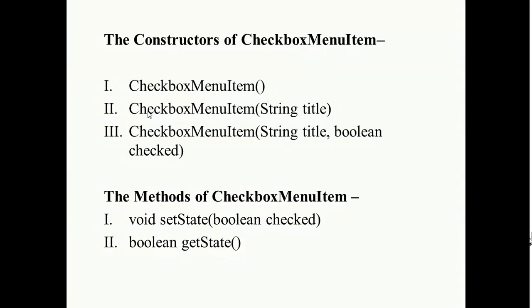Now next, see the constructors of the CheckboxMenuItem. The CheckboxMenuItem is nothing but menu items. Means menu items can also be replaced by the object of CheckboxMenuItems, which contains the checkable menu items. For example, the word wrap option under the format menu.